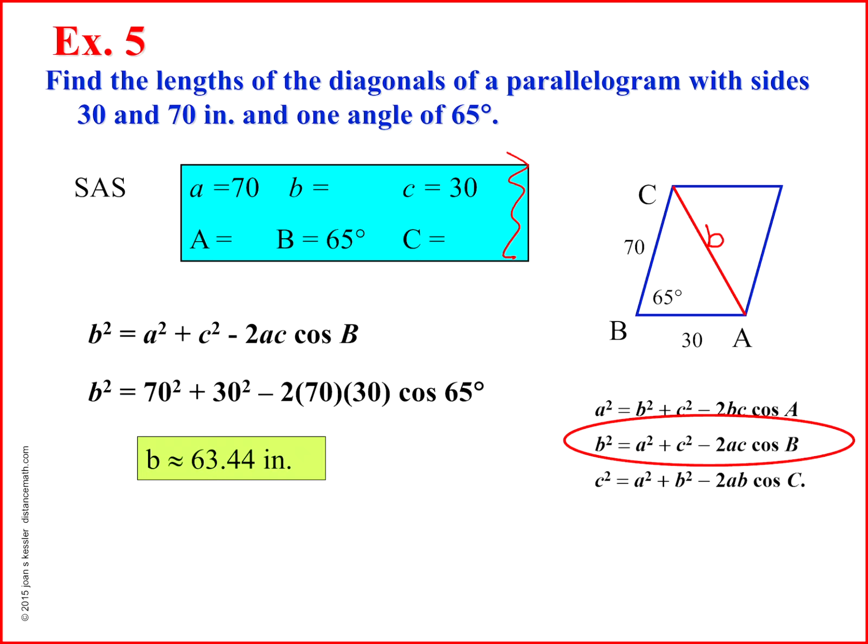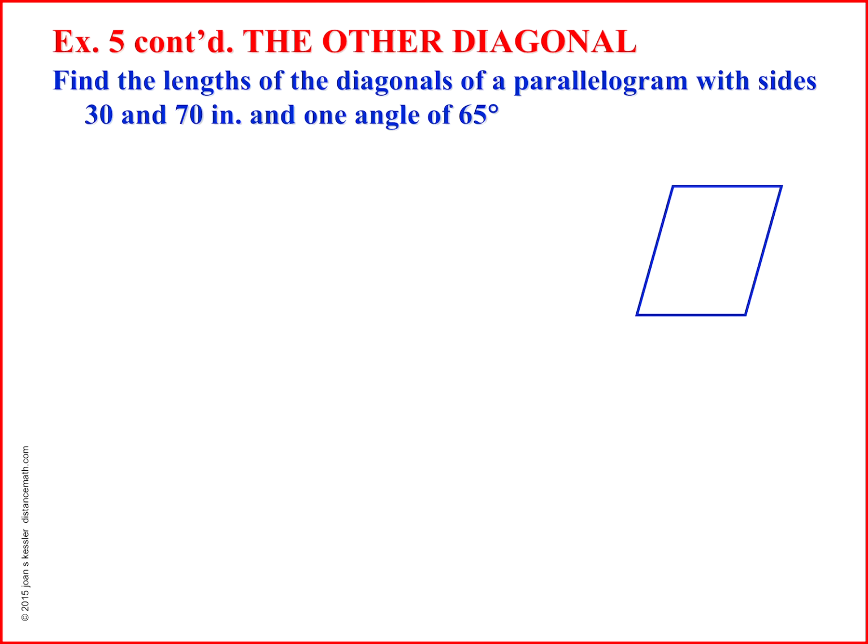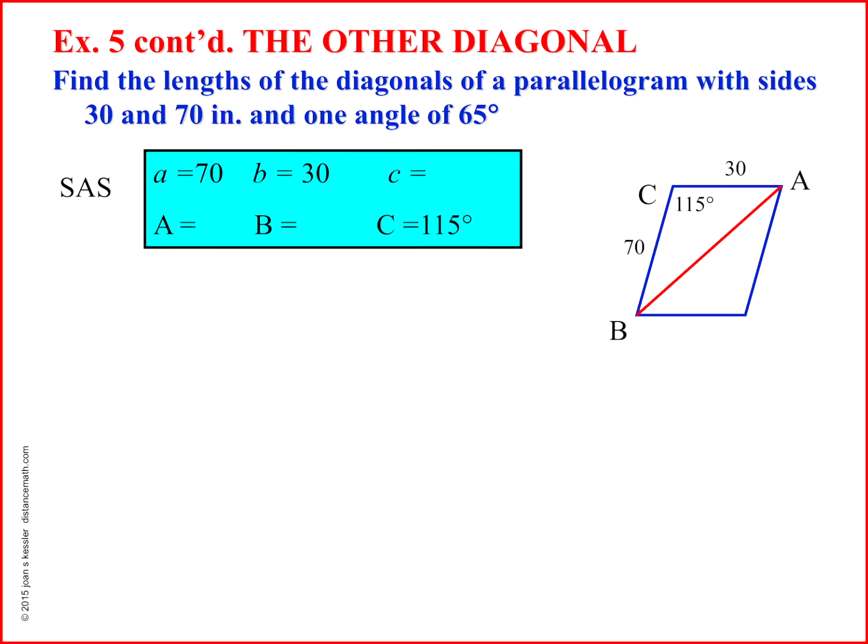Now it says to find the lengths of the diagonals. I found one diagonal, so now I need to find this other diagonal that would be going this way. So now what we would be finding is this diagonal. This time my angle is 115, opposite that side. I still have my sides of 70 and 30, so we still have our side angle side. I have my labels again.